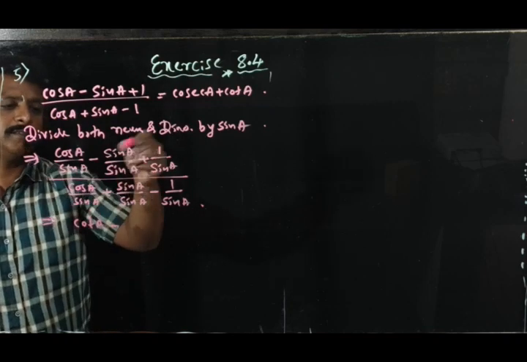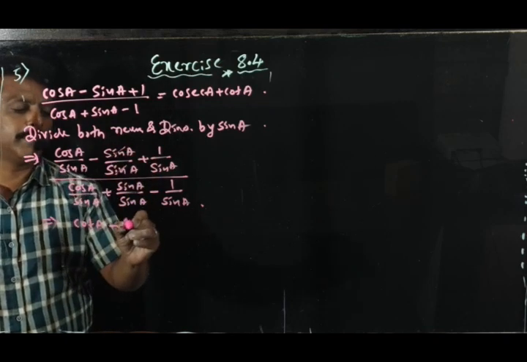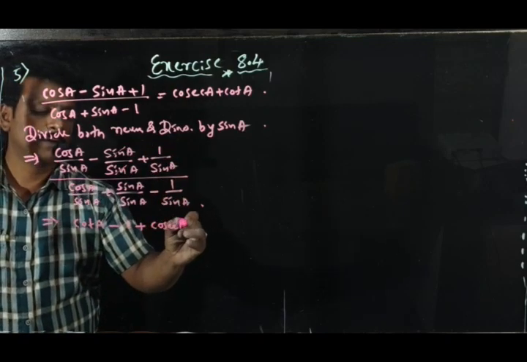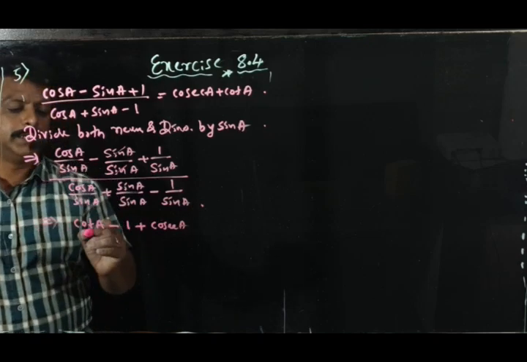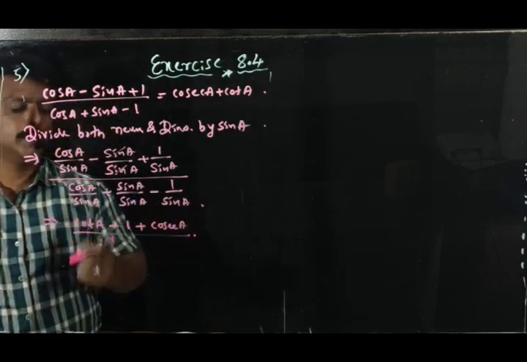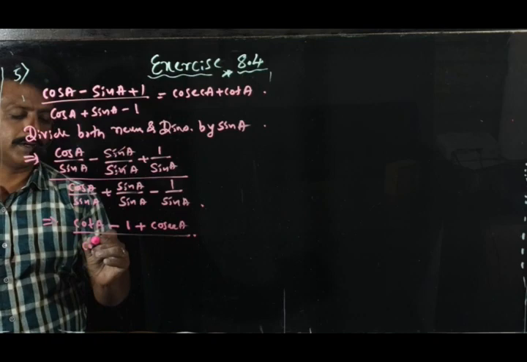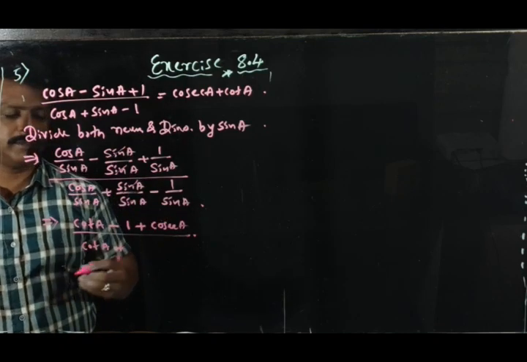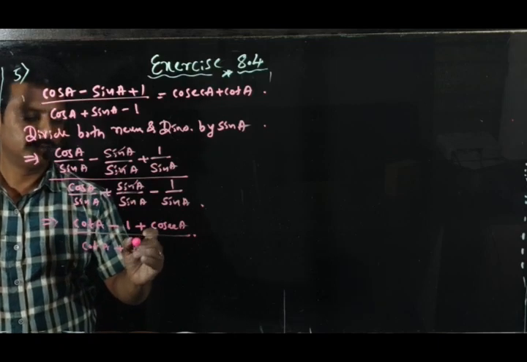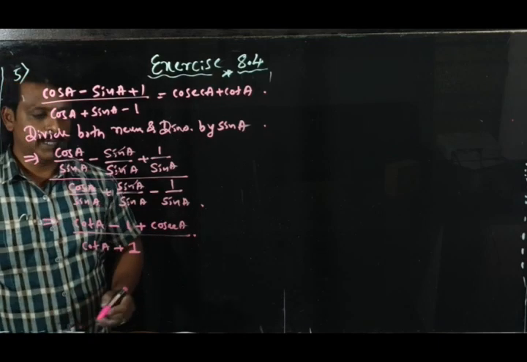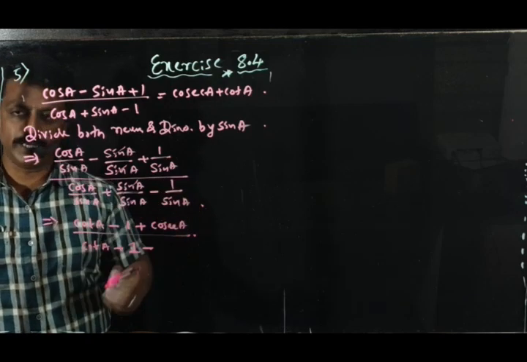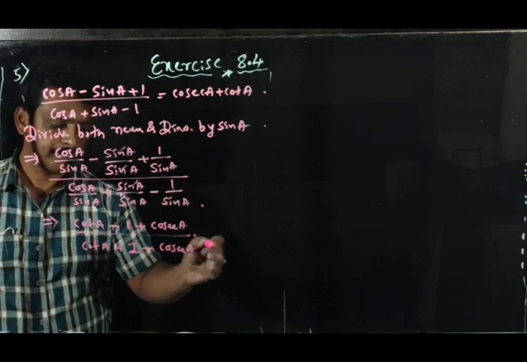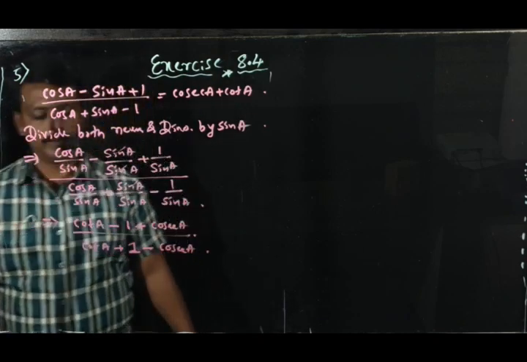Sine A by sine A gets cancelled, sir. Then you will get minus 1 plus 1 by sine A, which is cosec A. Very good. Divided by cos A by sine A, again cot A. Next, plus sine A by sine A, that is 1. Next, minus 1 divided by sine A, and 1 divided by sine A means cosec A.